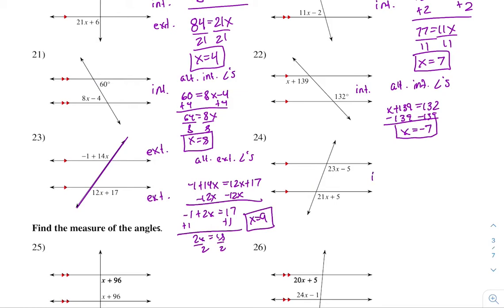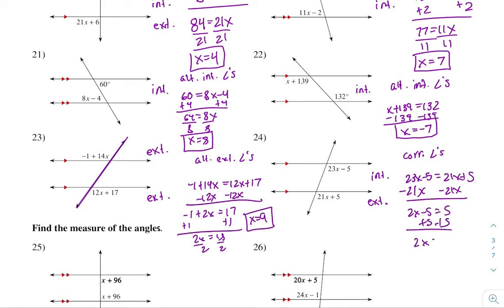Lastly, 24, we have an interior angle and an exterior angle. So, as a result, these look to be corresponding, right? These look to be the same pizza slices. So that means they're congruent. Corresponding angles are congruent. So that means 23x minus 5 is equal to 21x plus 5. I'm going to get my variables on the left-hand side, so subtract 21x from both sides, add 5 to both sides, divide both sides by 2. So x is going to equal 5.